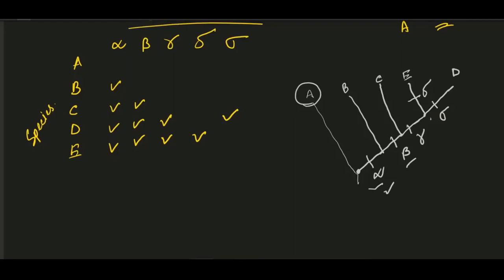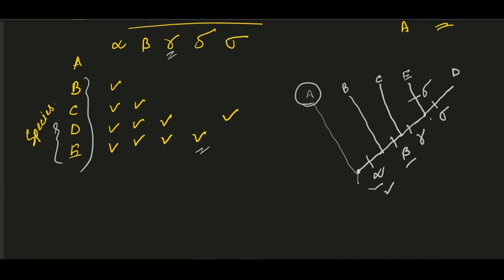Now from this chart, as you can see, the trait alpha is shared between these 4 species. The trait gamma is shared between D and E, and delta is only contained by E, and the sigma trait is only contained by D.